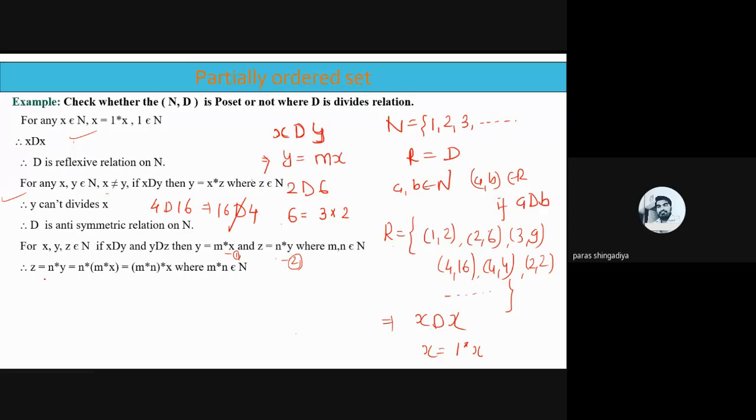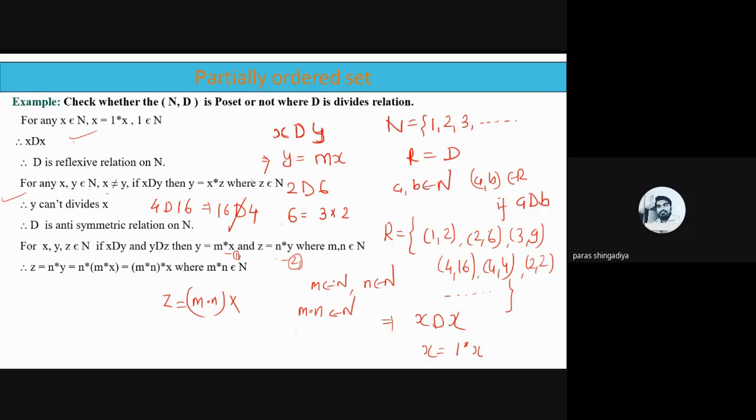So we get z is equal to ny, that is given. And now in place of y, we can put m into x. It will become n m x, so simply you can write m into n into x, the product of two numbers m into n into x. So we get z is equal to m into n into x. Here m, n belong to N. So if we consider their product m into n, that also belongs to N, that is also valid.